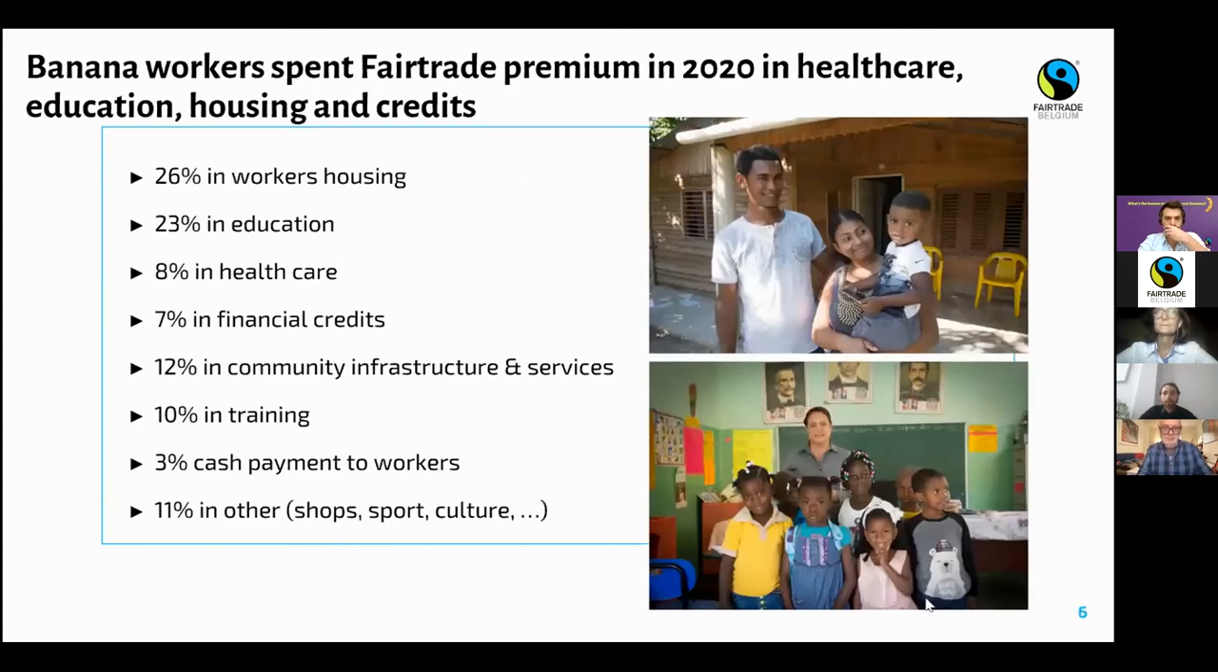In 2020, we saw that it's almost 40 million euro, I think, of Fair Trade Premium that was paid to cooperatives and plantations. And when you look at plantations, almost one quarter of the Fair Trade Premium was used to renovate or buy housing for the workers. Also very important, the premium is used all over in education and scholarships in order to let the children of the workers continue their studying. Also in healthcare, loans, and part of the premium is invested in community infrastructure, for example, shops owned by workers to sell basic food products.